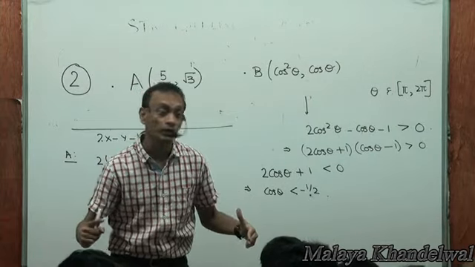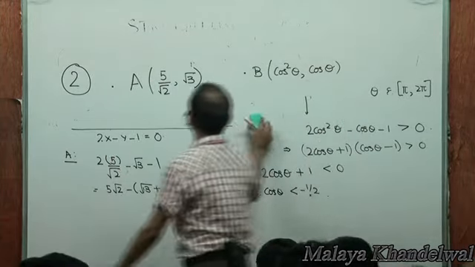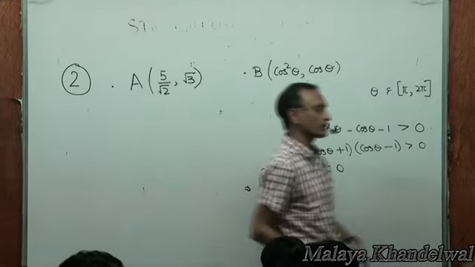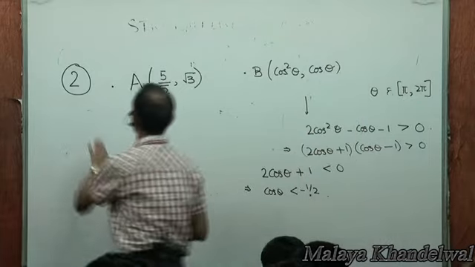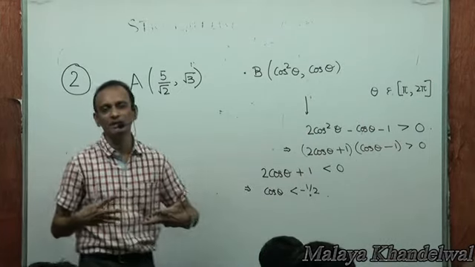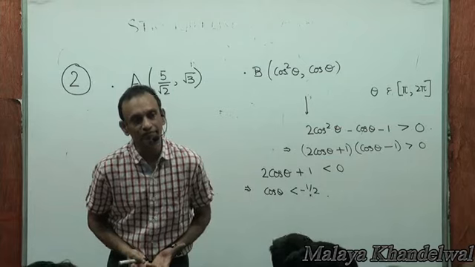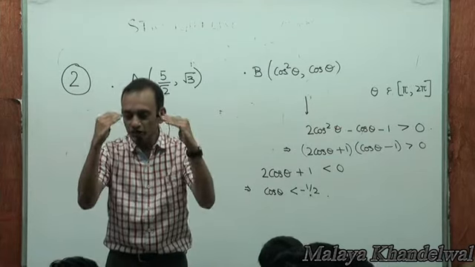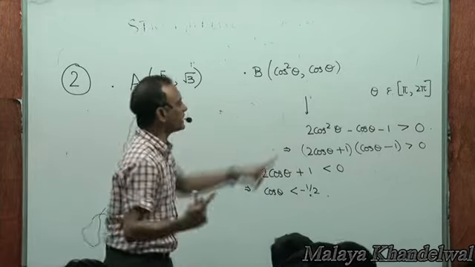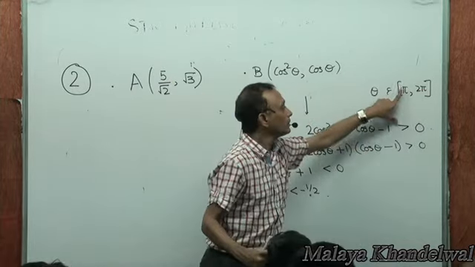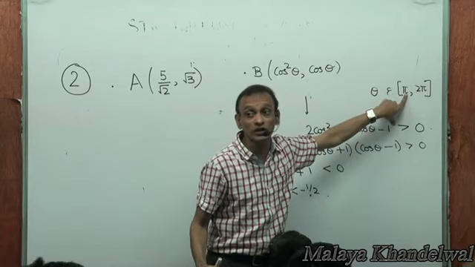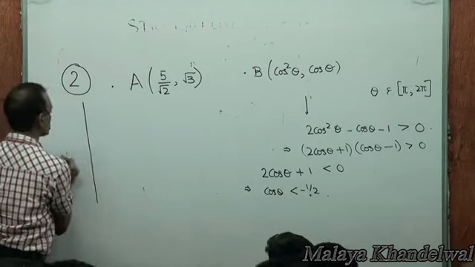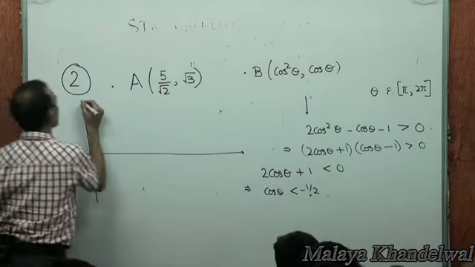Yes or no? Right? Now, let's see how cos theta behaves. Cos theta less than minus half, that means very clearly cos theta is negative. And therefore, the only two quadrants you would have to look at are the second and the third quadrant. But the second quadrant we don't want. We want, therefore, only the third quadrant. Now, you know how cos theta behaves is as follows. Let me tell you the graph of cos theta versus theta.